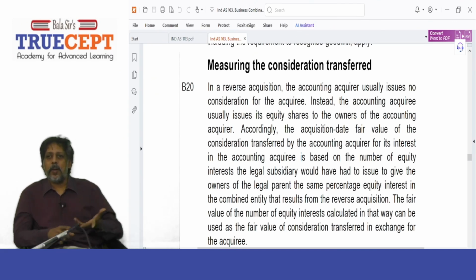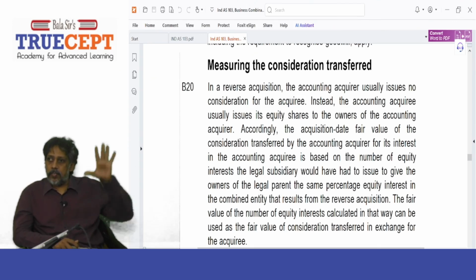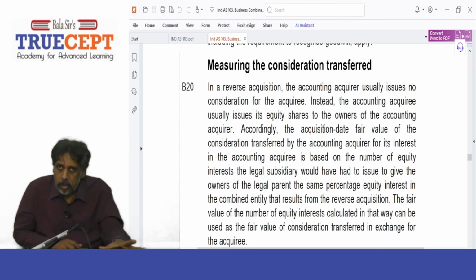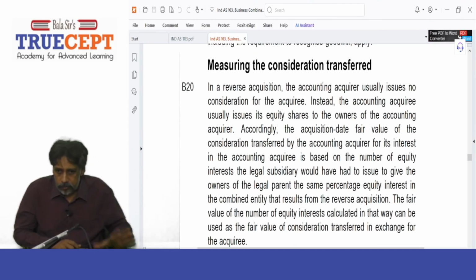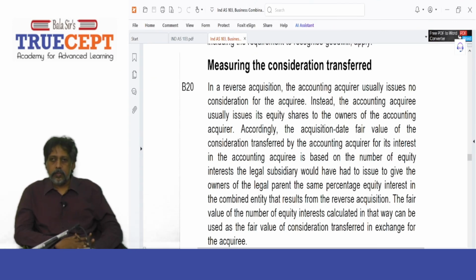Who is that? B Limited usually issues no consideration for the acquiree. Yes or no? It is only A Limited that issued 150 shares to you people, right? You never issued any equity interest to my shareholders. That's the truth. Instead, the accounting acquiree, A Limited, issues its equity shares to the owners of the accounting acquirer. Yes or no? 150 shares are given to you people.